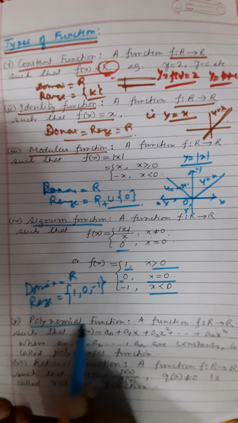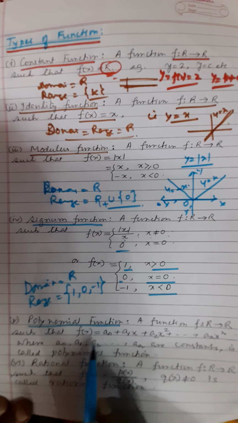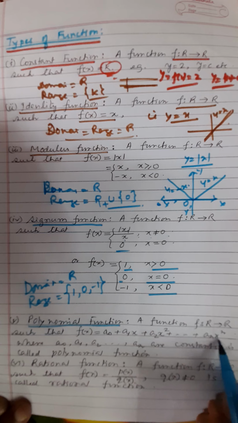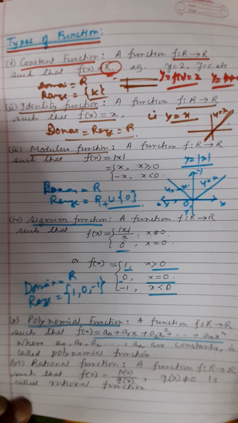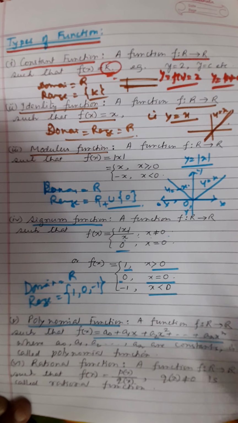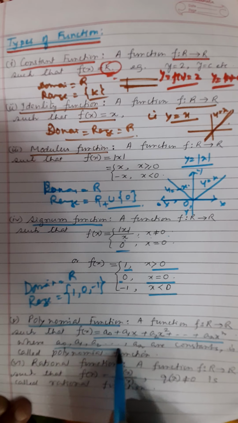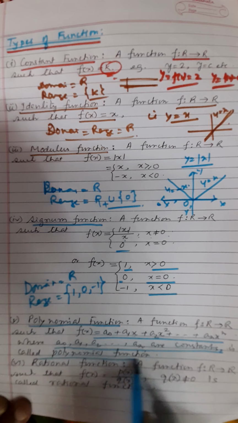Next is the polynomial function. What is a polynomial function? A function f: R to R such that f(x) = a0 + a1x + a2x square plus dot dot dot plus an x to the power n. That is a polynomial function. It may be a quadratic function, it may be a linear function. Linear, quadratic, cubic functions are all polynomial functions. This is a polynomial of degree n. a0, a1, a2, an are the constants, the coefficients of each term.